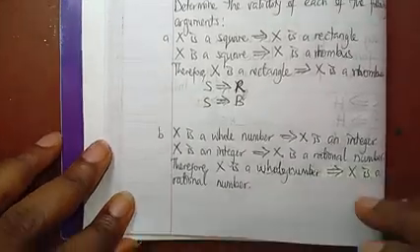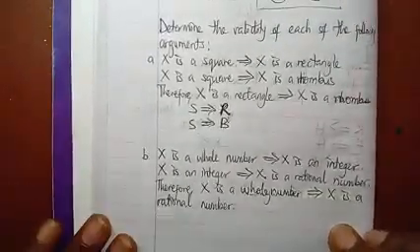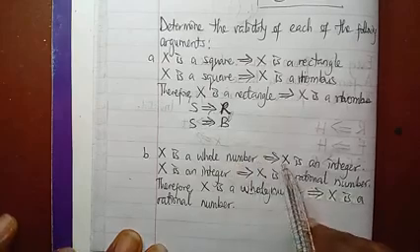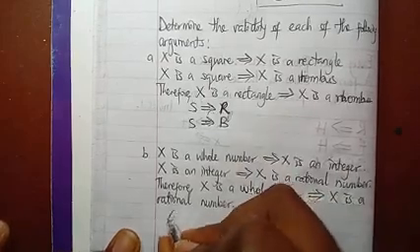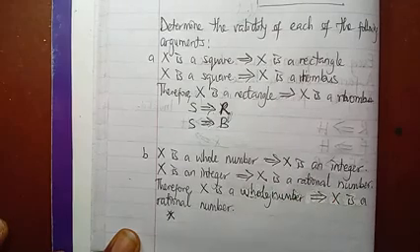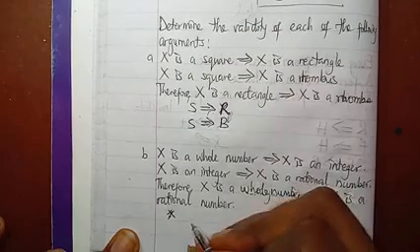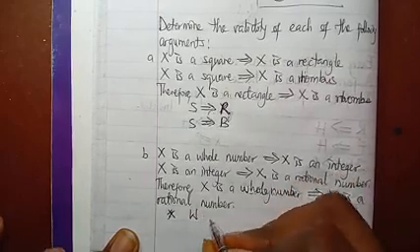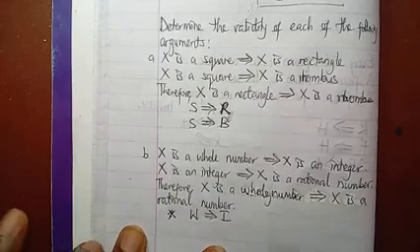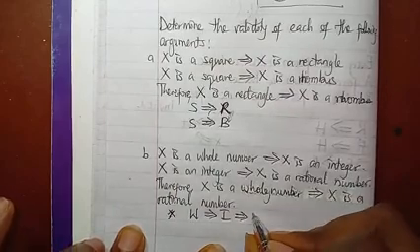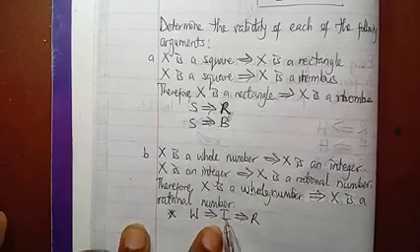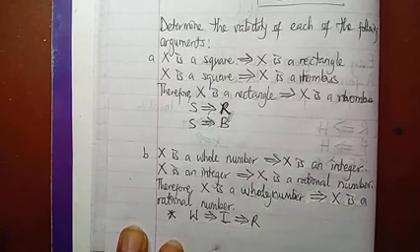Okay, so let's look at the second part of the question. This second part now says x is a whole number. If x is a whole number, then x is an integer. Let's say w for whole number. Whole number means that x is an integer. If x is an integer, it implies that x is a rational number.